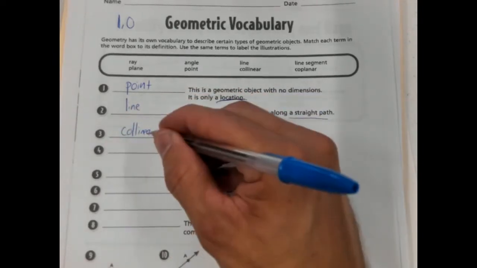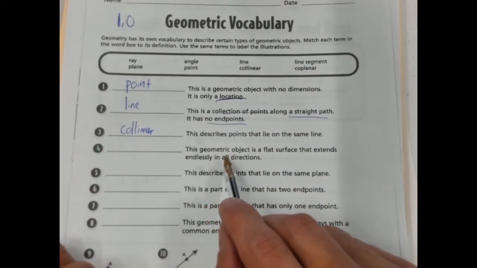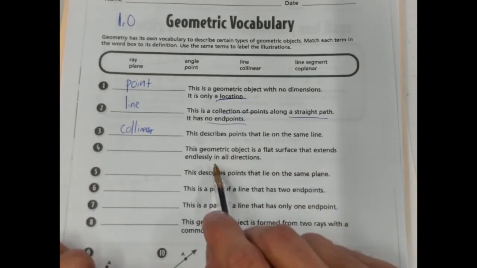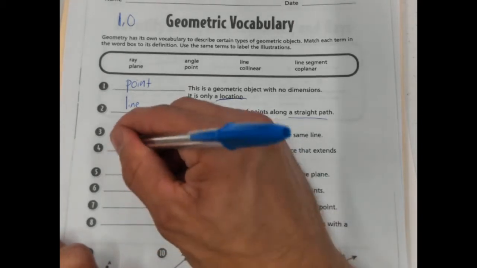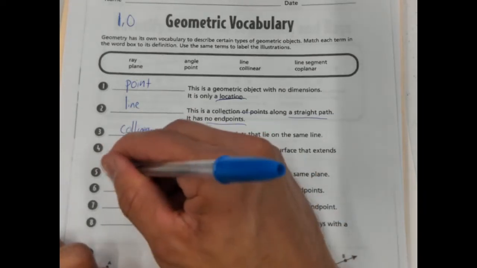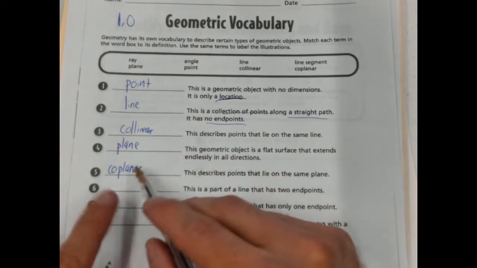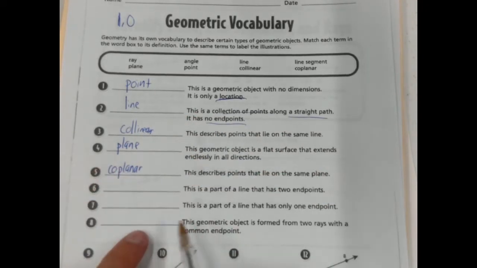If you have a hard time remembering that, just remember linear, line. It kind of does it. This geometric object is a flat surface that extends endlessly in all directions. That's going to be plane. And this describes points that lie on the same plane. That's going to be coplanar. So coplanar and collinear are pretty similar sounding. Plane, planar, line, linear. Okay.